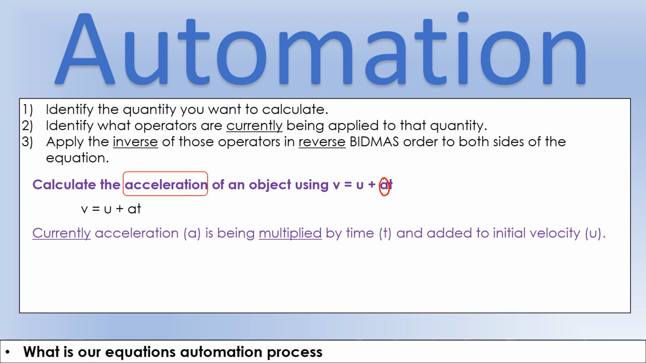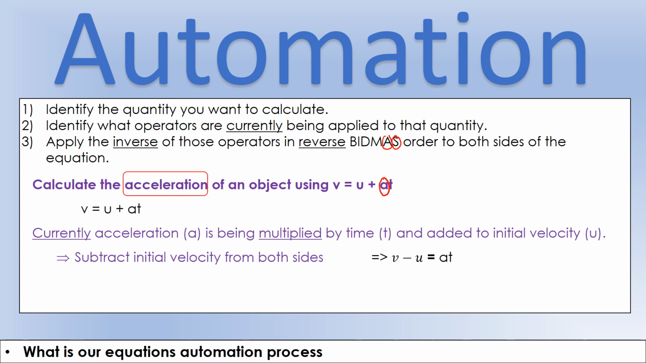That's what we can see in the equation. So we're going to do the opposite of those 2 things, but the order in which we do that is important. So we're going to do it in reverse BIDMAS order. So the first thing we're going to look at is, is subtraction happening? No, it's not, so we don't have to worry about that. Is addition happening? Yes, it is. So we're going to do the opposite of that. We're going to subtract the initial velocity from both sides. So we get v minus u is equal to at.